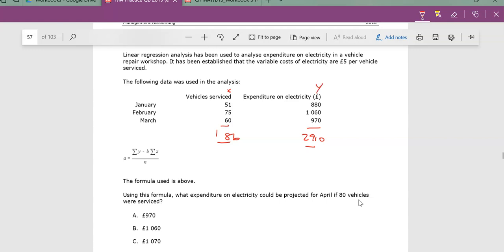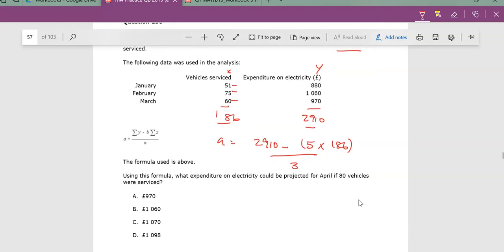So what do I now have? I will have A is equal to the sum of y, 2910, minus my B, which is given to me, the variable cost of £5 per vehicle, 5 times, of course, the sum of x, which is 186, right, divided by the number involved, 1, 2, 3. There are 3, if you like, events taking place. So what do we now have? You can chuck that all into a calculator at once, I'm sure. You just have to decide how you want to do it. But you'll put all this into a calculator, and you should arrive at 1060. Right? Okay, great.